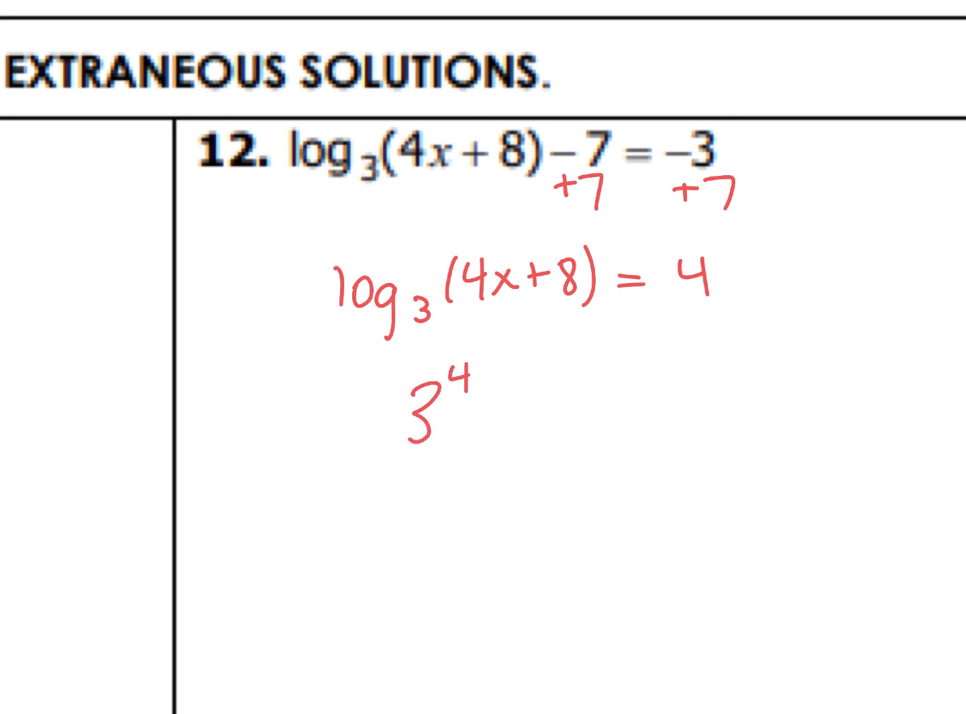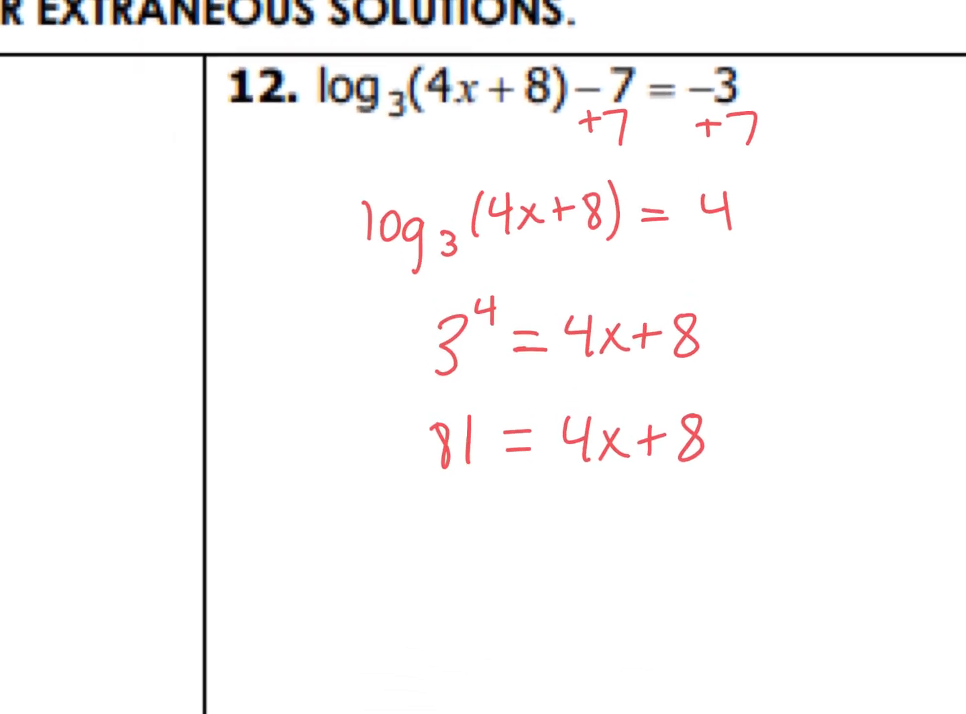3 to the 4th equals 4x plus 8. Good deal. So what is 3 to the 4th? 81. 81 equals 4x plus 8. Okay.